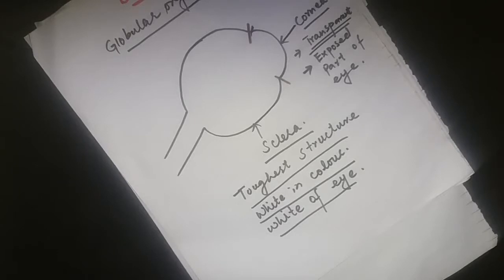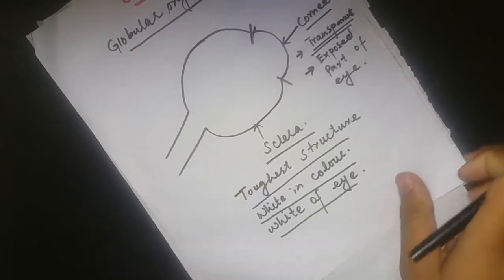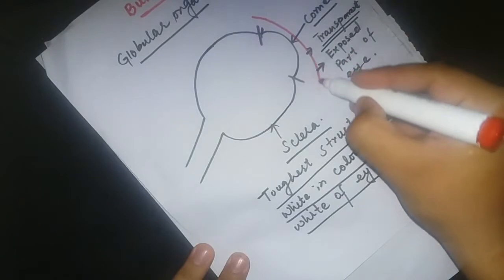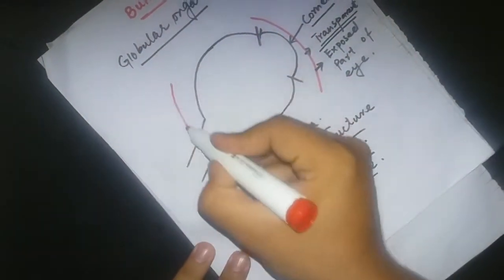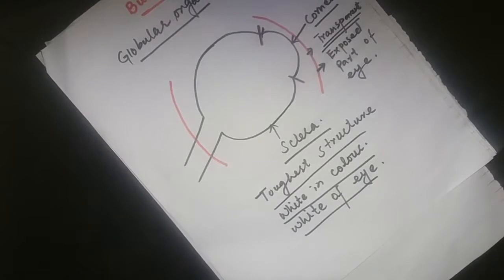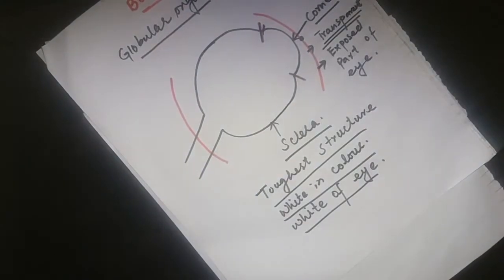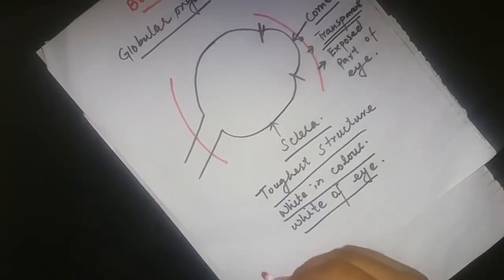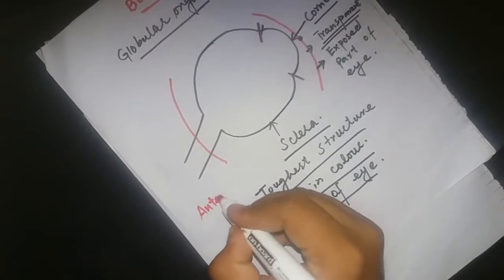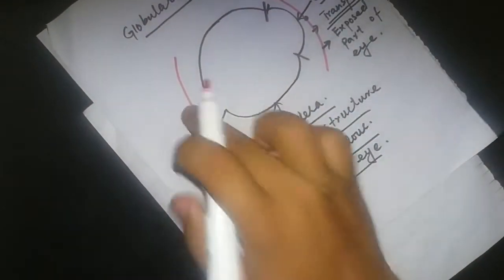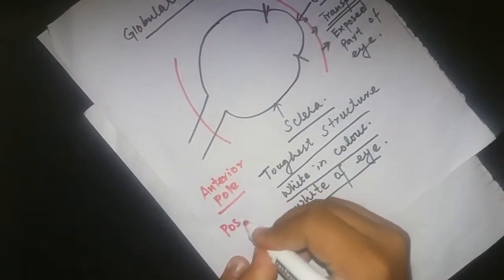Now if you go into detail, I would like to tell you something most interesting: there are two curvatures here, an anterior curvature, this one, and a posterior curvature, this one. The center of the anterior curvature is known as the anterior pole, and the center of the posterior curvature is known as the posterior pole.